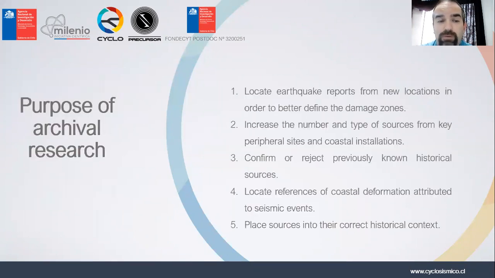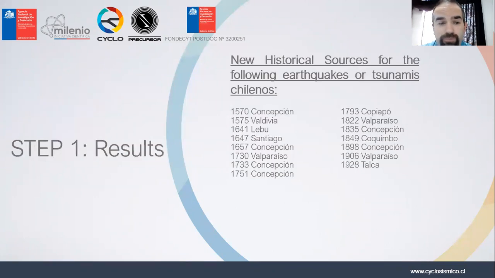The purpose of archive research is to locate earthquake reports from new locations in order to better define the damage zones. Also to increase the number and type of sources from key peripheral sites and coastal installations. Also confirm or reject previously known historical sources. Also locate references of coastal deformation attributed to seismic events. And lastly, place sources into the correct historical context.